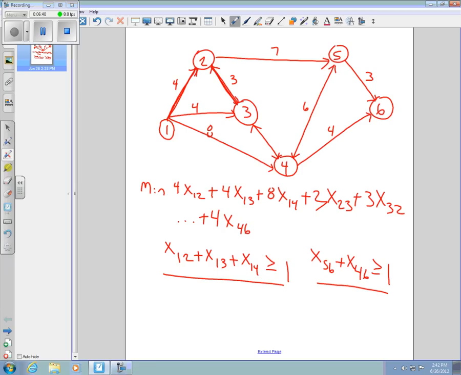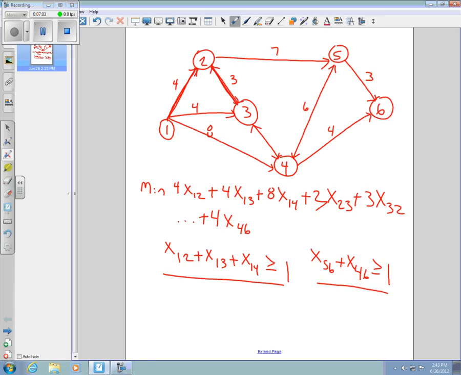So let's look at node 2. And essentially every node will have a constraint. I'm going to say that again, make a mental note. On the shortest route problem, every node will have a constraint. We've already written a constraint for node 1. We've already written a constraint for node 6. And now let's look at those internal nodes. Let's look at node 2.